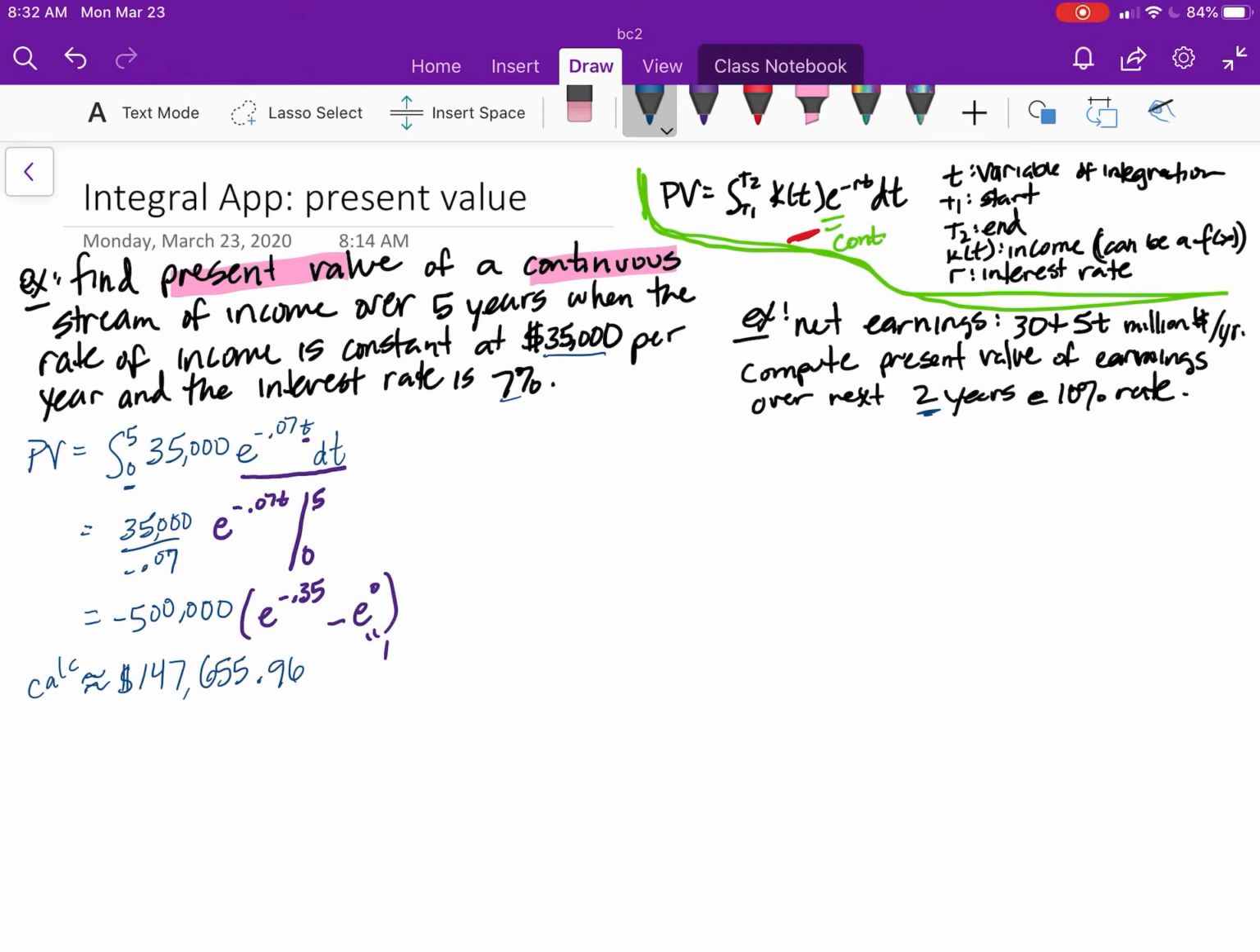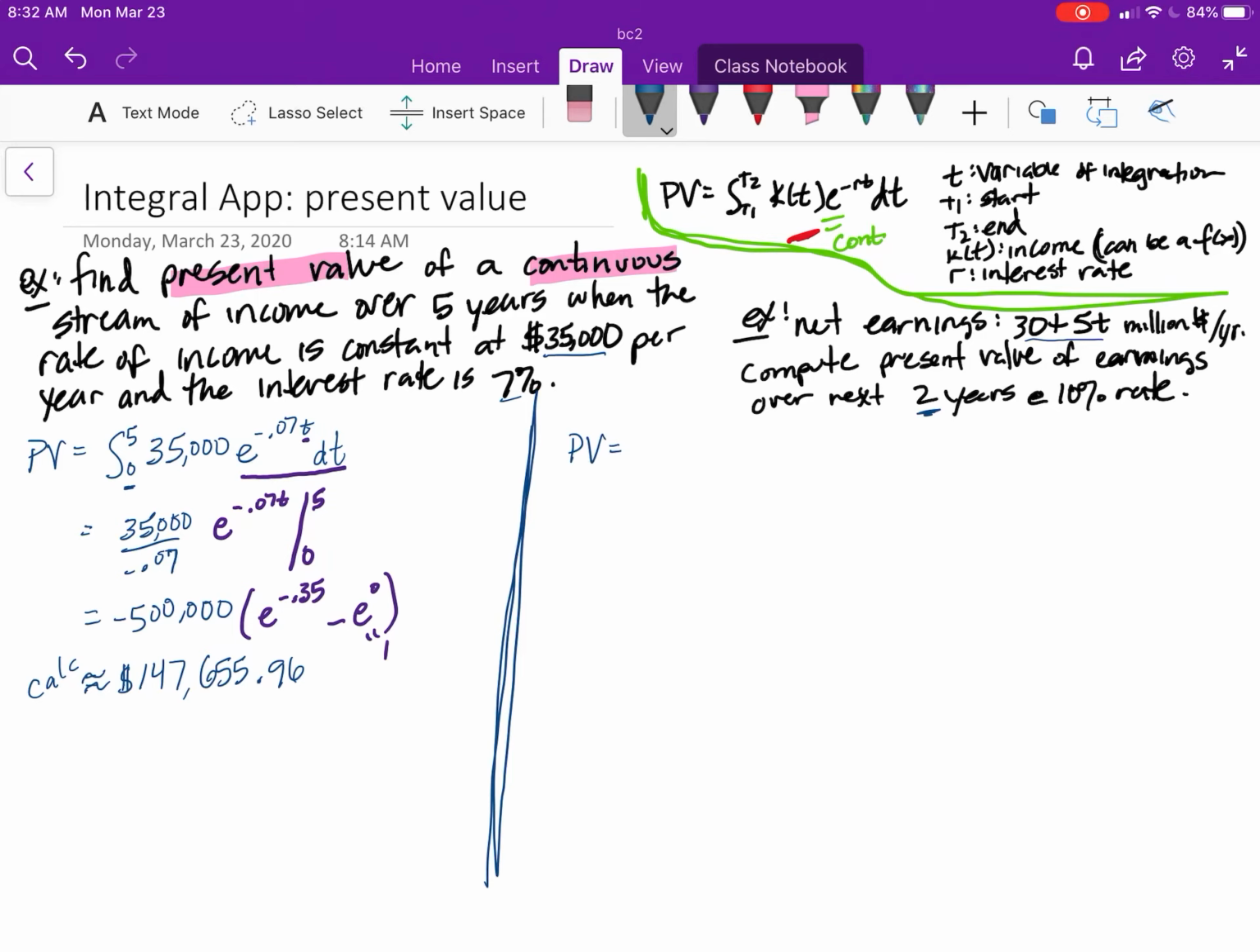Alrighty, it's not too bad. Moving forward, I know that this one's going to take up a bit more room because I see that the income here is a function. So the integral is going to be a little more work.